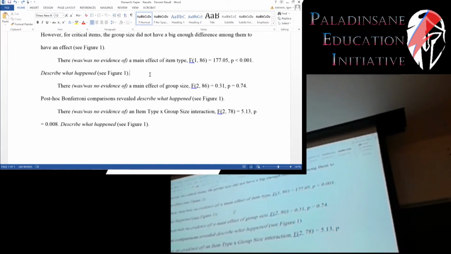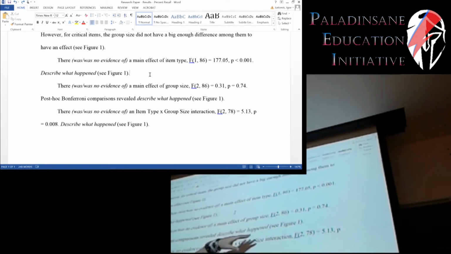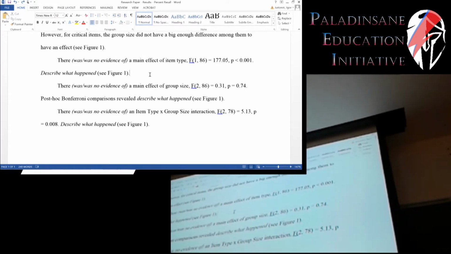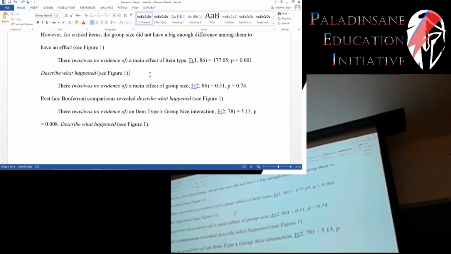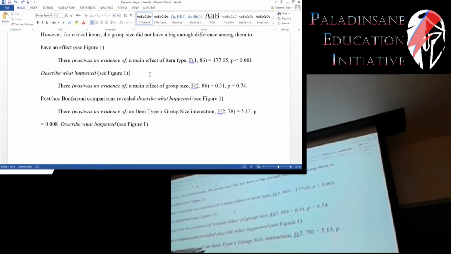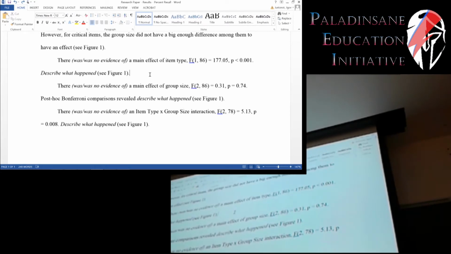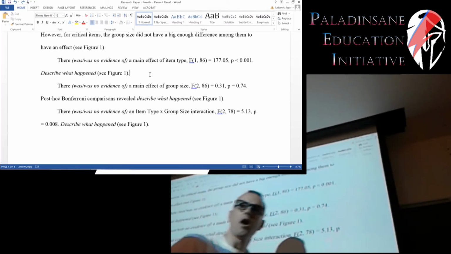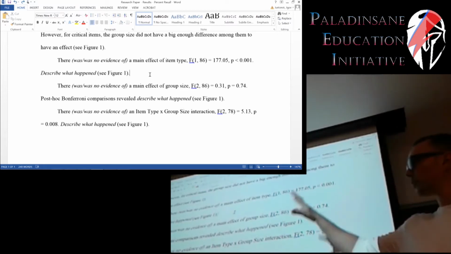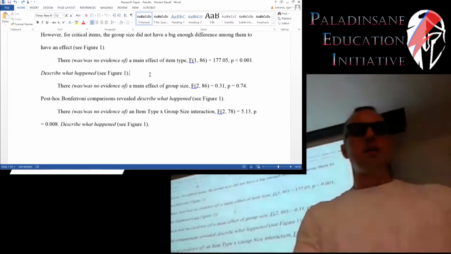Then we're going to say there was or was no evidence of a main effect. We're going to report the stats. We're going to tell them what happened. Then we're going to say there was or was no evidence of an interaction. We're going to report the stats. We're going to tell them what happened. Is Goldilocks sitting in the hard chair, the soft chair, and the chair that's just right? We're going to be doing that the exact same way.